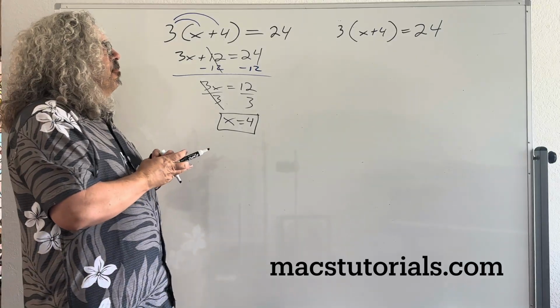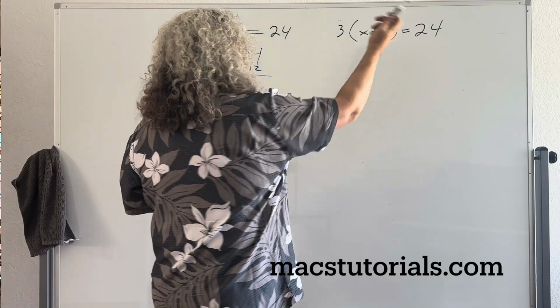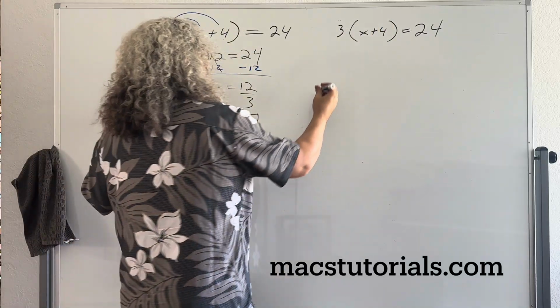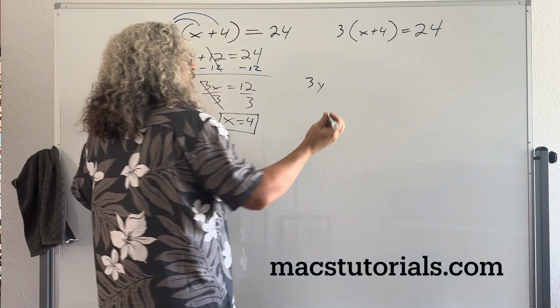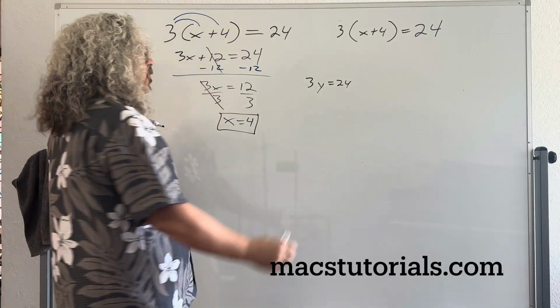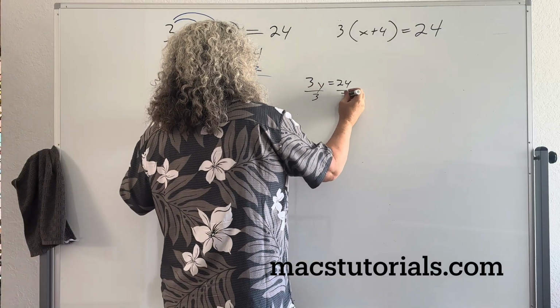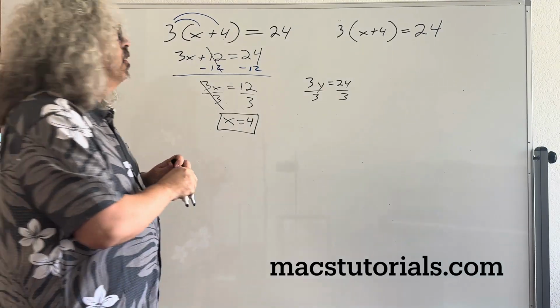But now look at this. I look at this as 3 times something equals 24. Well, if I had 3 times something, I don't know what it is, I'll just call it y, equals 24, what would I do? What would you do? You'd probably just divide by 3. I'd do that too. Guess what we can do here?